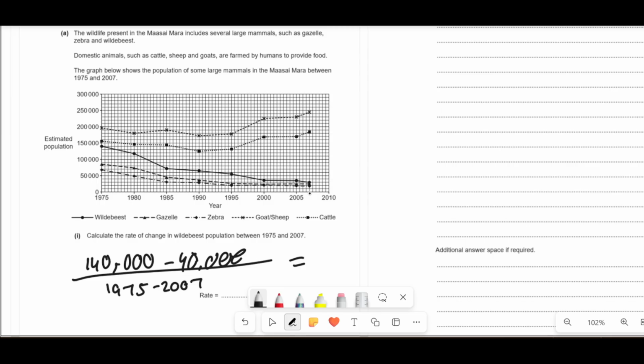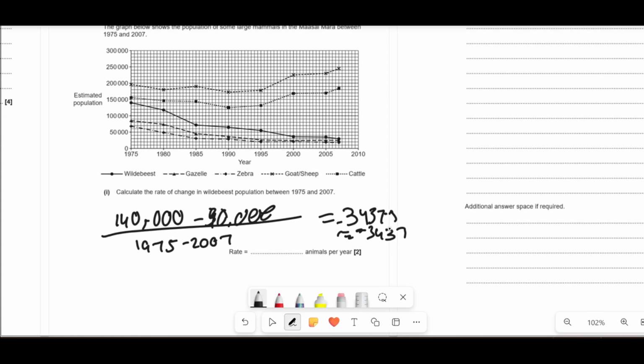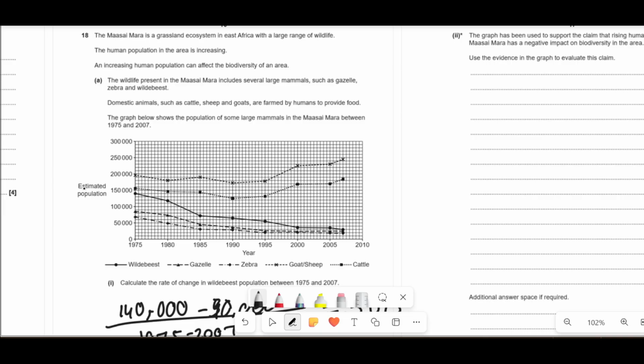Have I misread? Oh, I've misread it. Sorry, it's 30,000. 140,000 minus 30,000 over 1975 minus 2007 gives you minus 3437.5 roughly. But then we want to stick to the number of significant figures they've given us. So minus 3,000, right? It's because those are all two significant figures. You don't want to do more than the question's asking. The reason that we need to keep the minus in is because it's the rate of change, and if it's decreasing, that's negative.